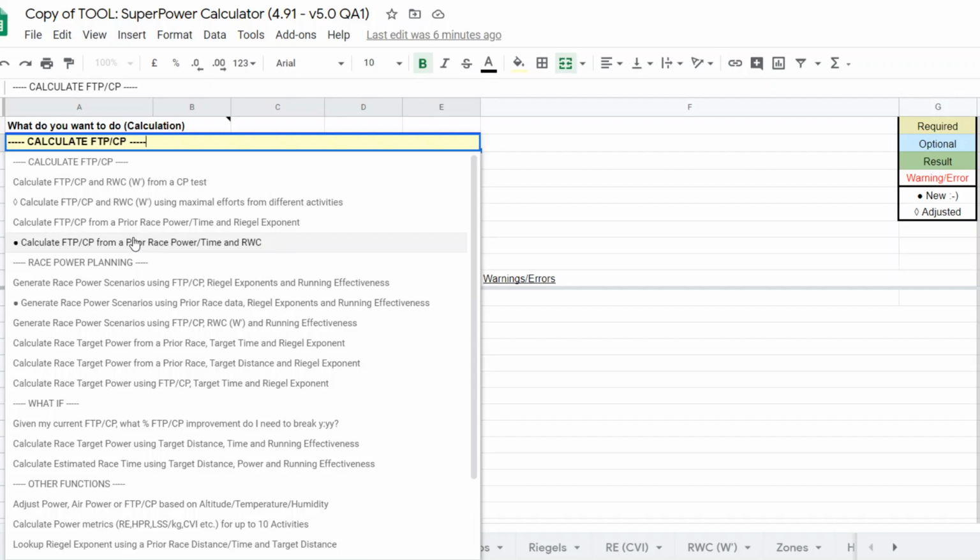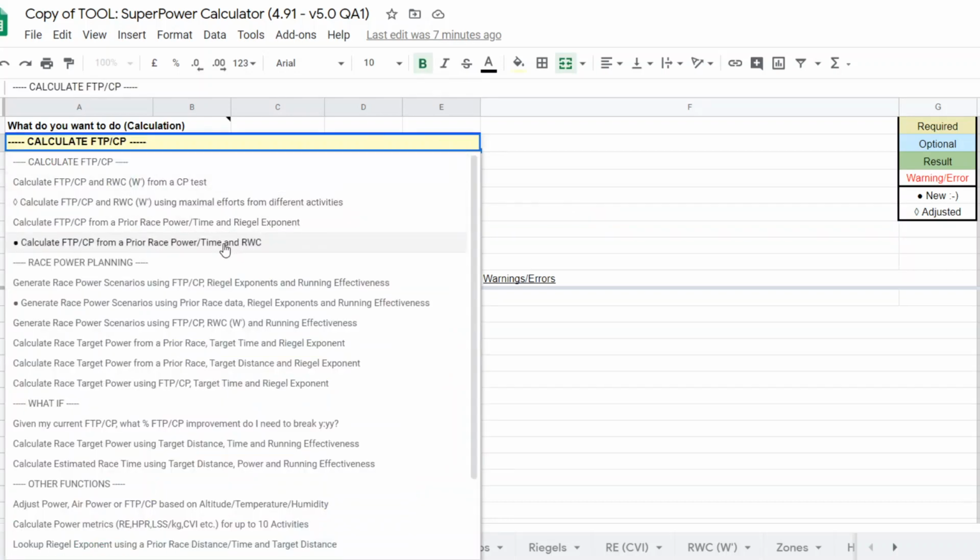It is a calculator that uses the monad model and will estimate your FTP and CP. You have to provide your race power, race time, and a reserve work capacity estimate. And this works really good for short duration races. So for races below 30 minutes, this would be the one that you want to use as opposed to the Riegel-based model. So let's look into it.